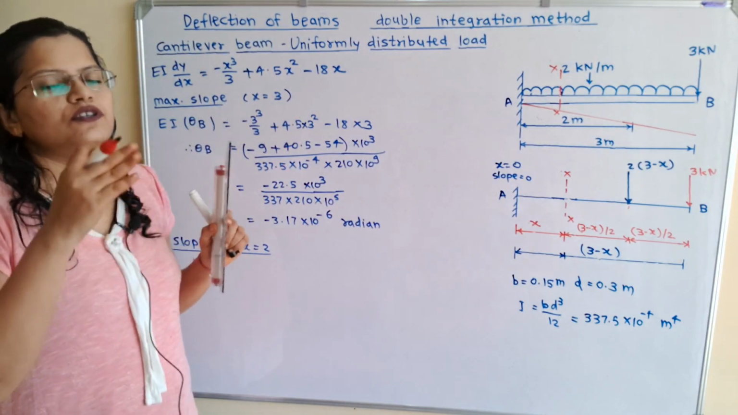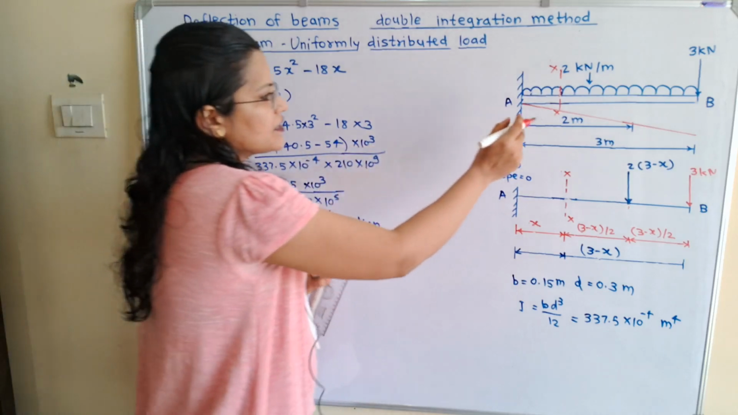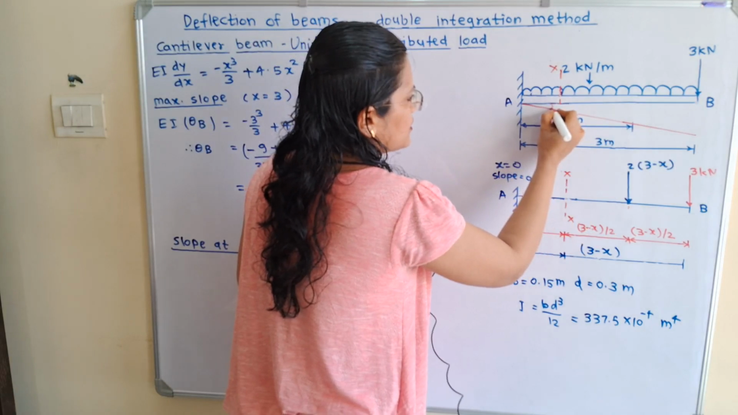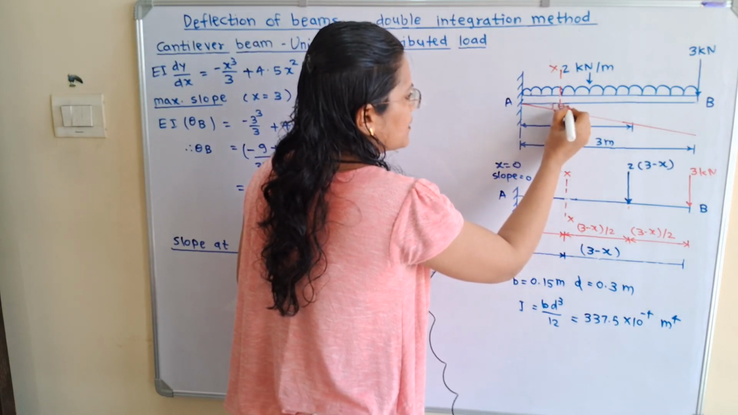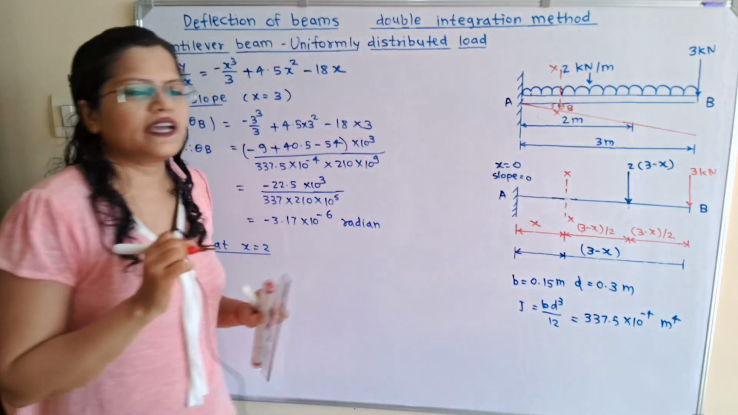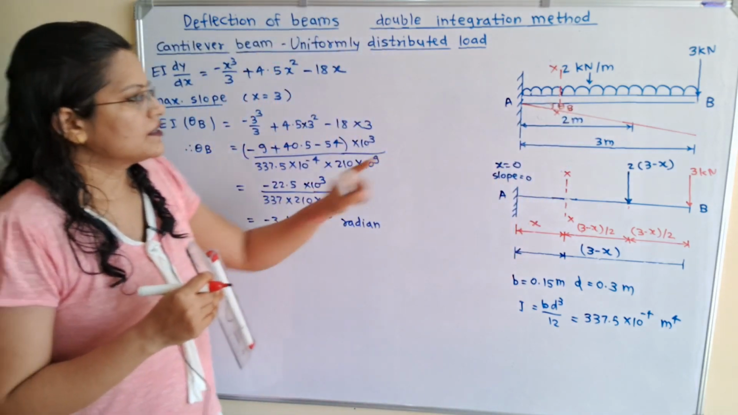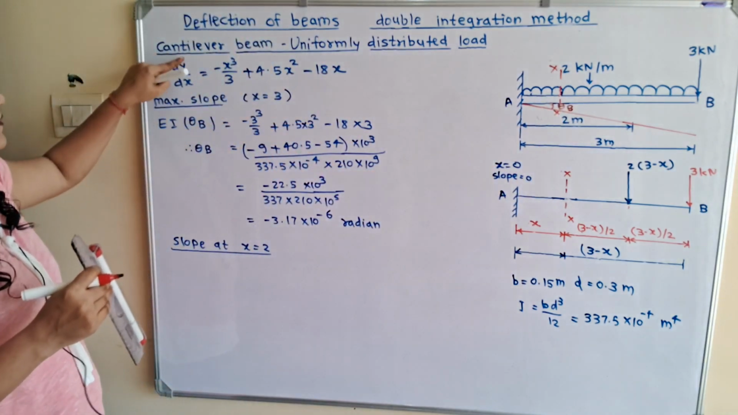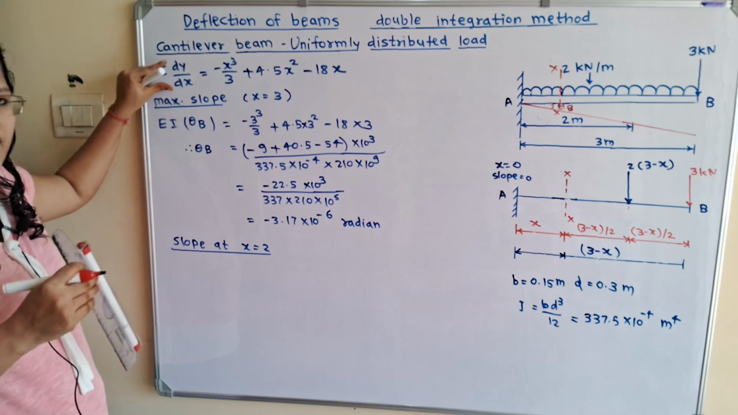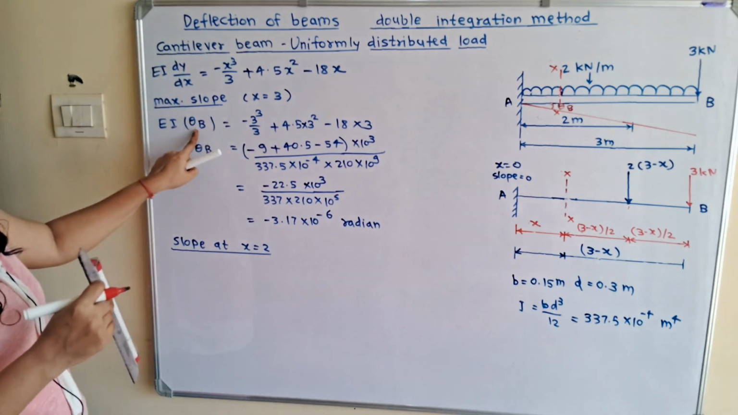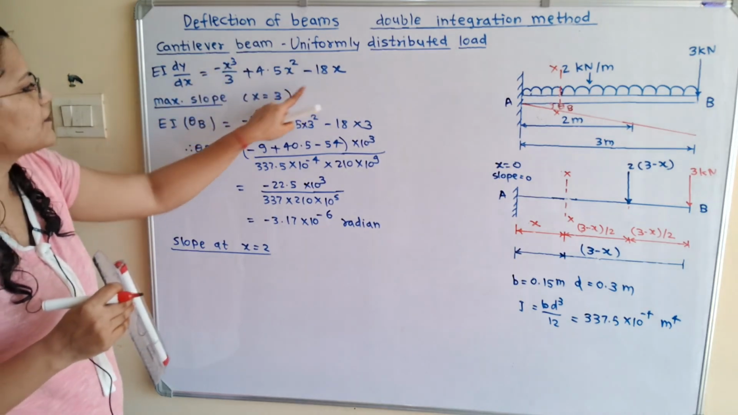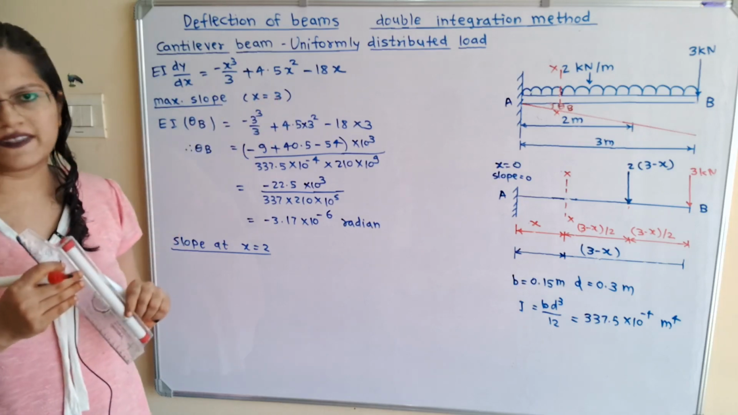Now how to show this? Here this slope is measured in terms of angle theta. So here is the angle theta, and for B we will consider it as theta B. To calculate theta B we will use the slope equation. Instead of dy by dx we will use theta B. So EI theta B is equal to, and instead of x we will put x is equal to 3 meter.